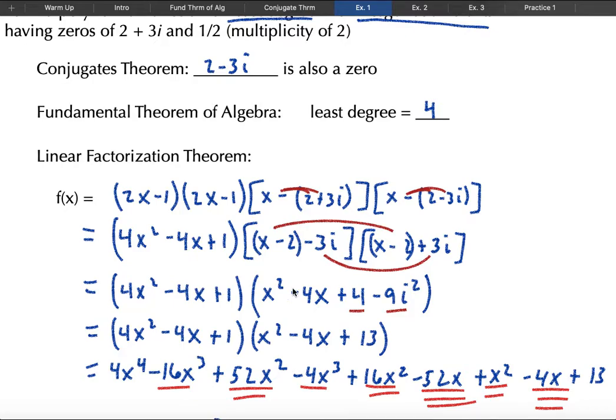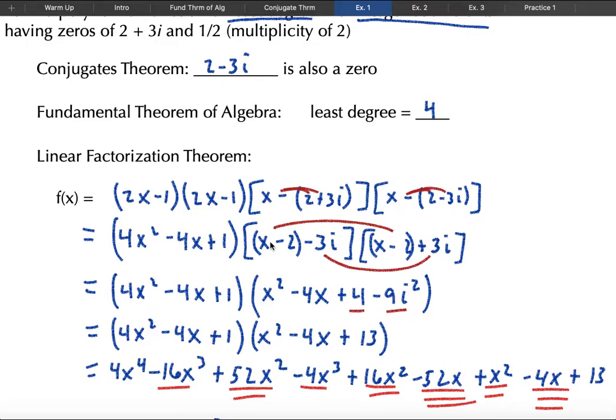And this is beneficial because if you notice, this set of brackets is the conjugate of this set of brackets. Literally the only difference between the two is the minus in front of 3i here and the plus in front of 3i here. So if these are conjugates of each other, when I multiply them out, I really only have to do the first and last parts of FOIL. I don't have to worry about x minus 2 times 3i and negative 3i times x minus 2 because those will just end up canceling each other out.